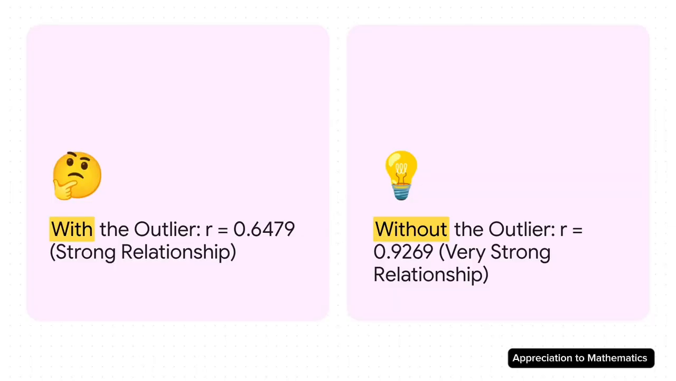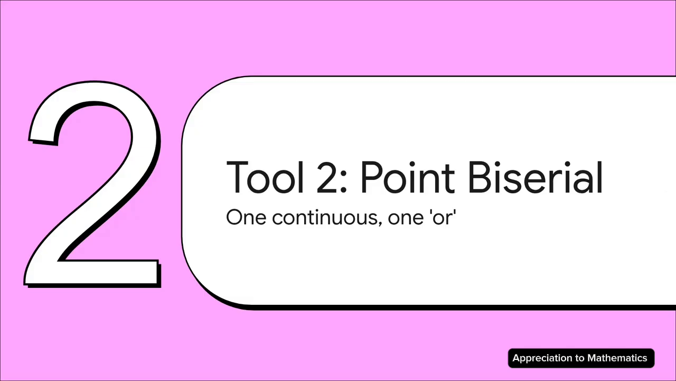And here's another major watch-out: outliers. An outlier is just one weirdo data point that's way off from everything else. And man, can it mess things up. Just look at this. With that one rogue data point in there, the correlation is strong. But take it out, boom, it jumps to very strong. This is huge. It shows how one single piece of data can totally throw off your results and lead you down the wrong path.